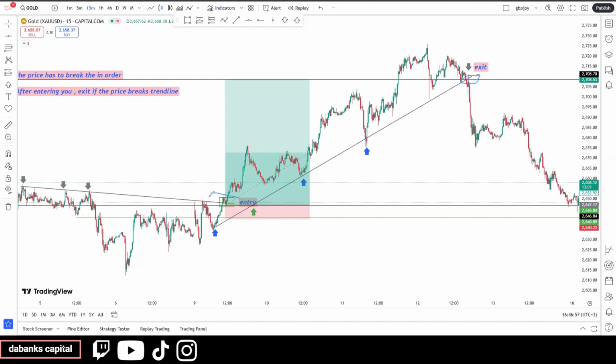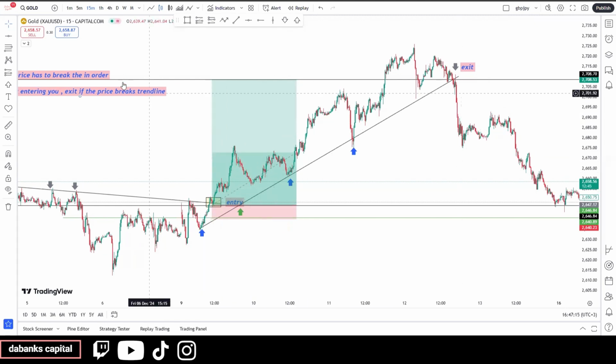Now I'm not going to leave it at that. I'm going to show you another example. So for example, let's say this trade, and good, it was a win. So let's look at another scenario.